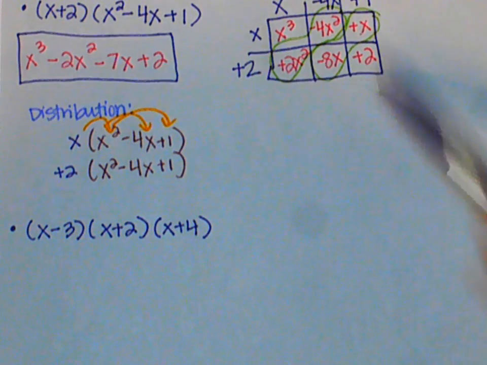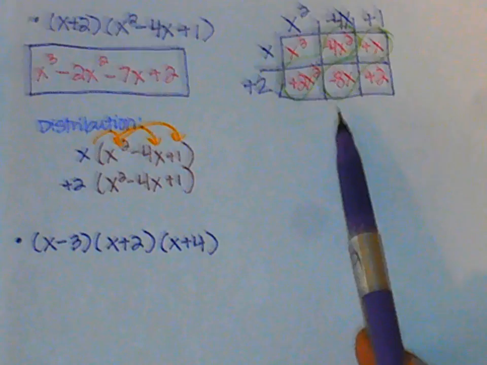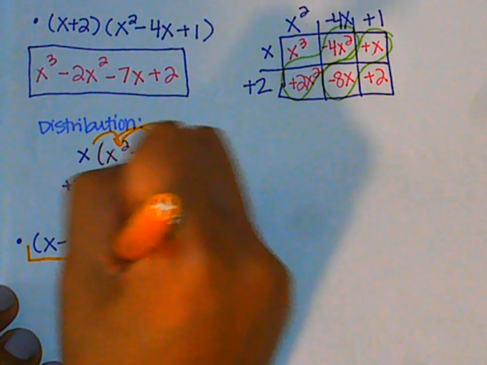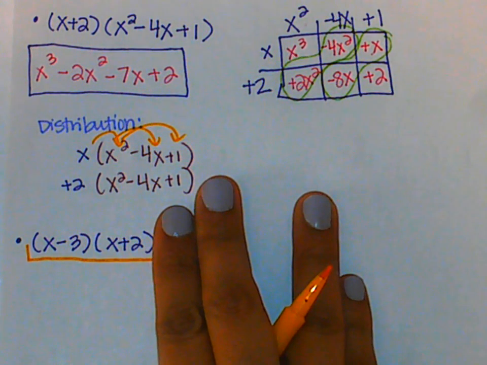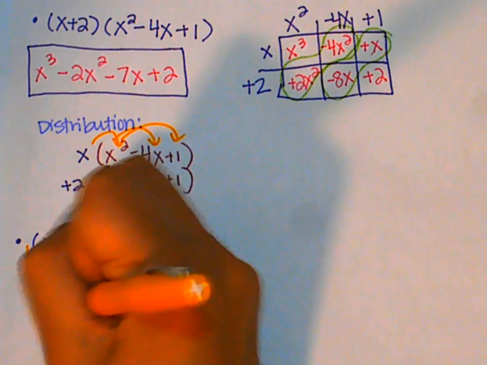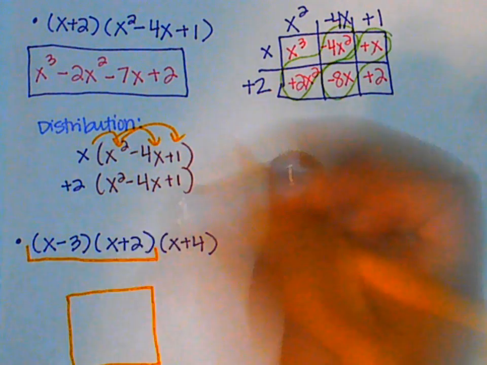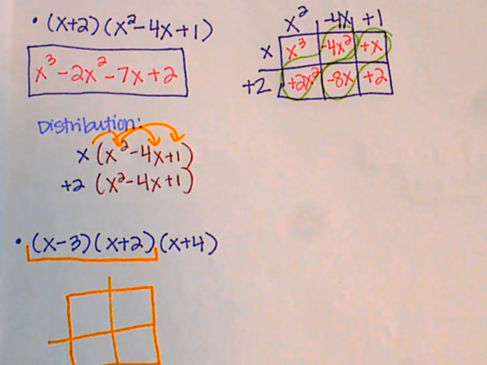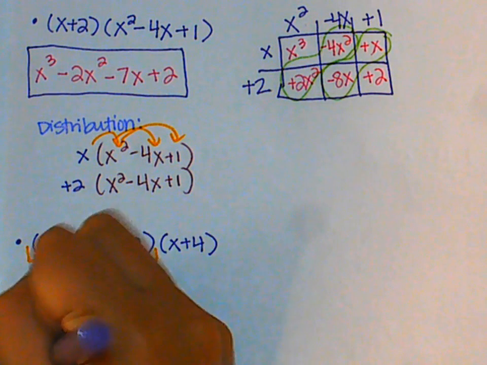Now, when I think about my area model, I can't turn this into a 3-dimensional thing. So what I'm actually going to do for these is I'm going to focus with 2 first. I'm going to multiply these 2 first. And for now, I'm going to completely forget about that x plus 4. So I'm going to take this and I'm going to do my area model. And I'm going to do x minus 3 and x plus 2.